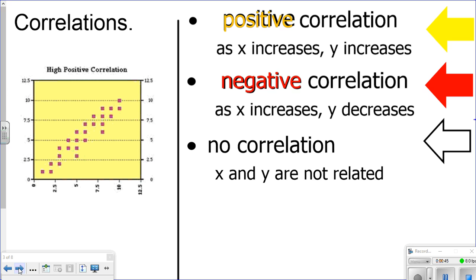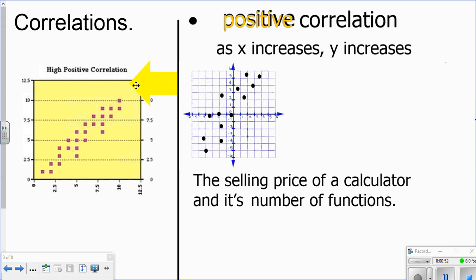So positive correlation means as x increases, y increases. So from the graph, we can see that we have this positive pattern. And an example is the selling price of a calculator and the number of functions. So as the selling price increases, the number of functions, the things it can do, increases.